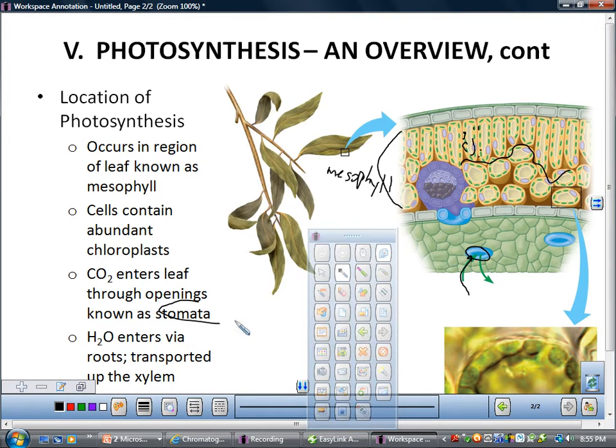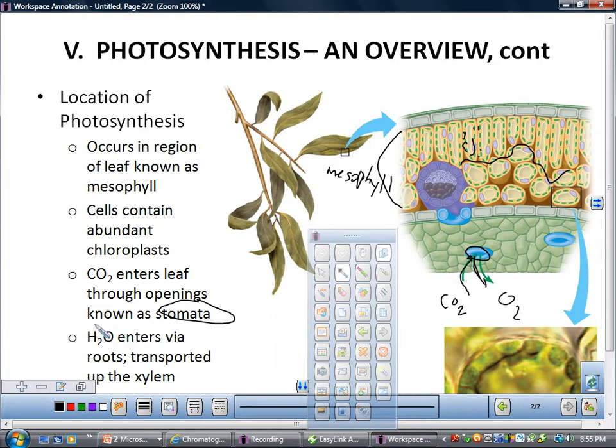The stomata is the opening on the underside of the leaf. This is where CO2 would come in, okay, to the stomata, come into the airspace and be used in those cells for photosynthesis, and then oxygen, which is our product, comes out of that same opening. So that stomata is used for gas exchange within a plant.